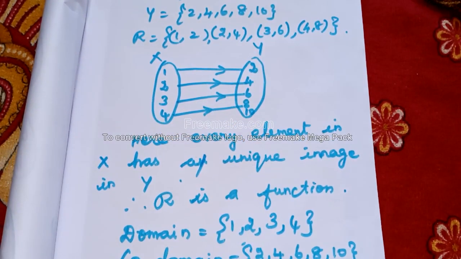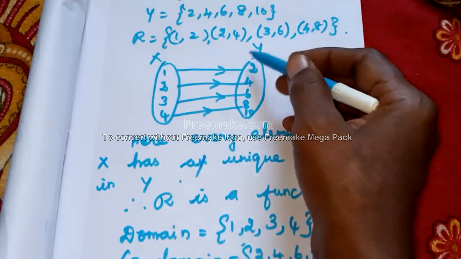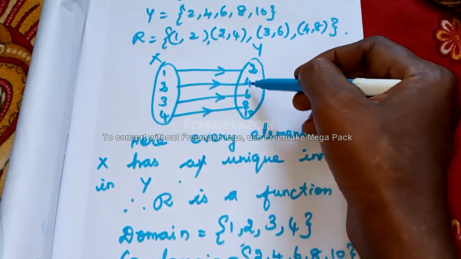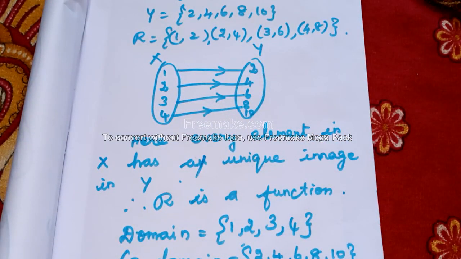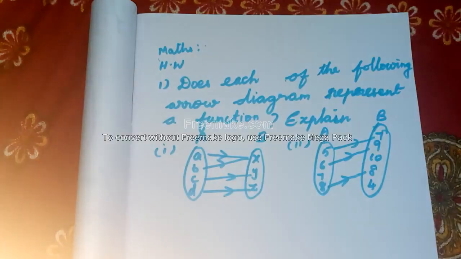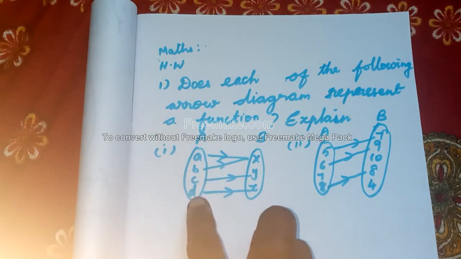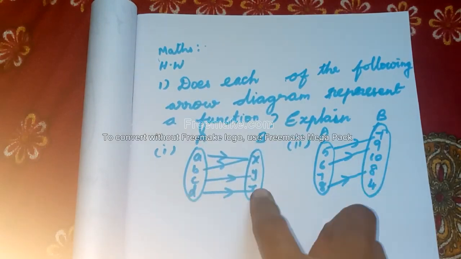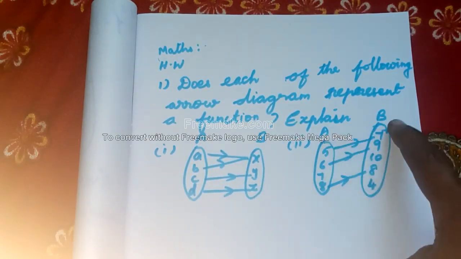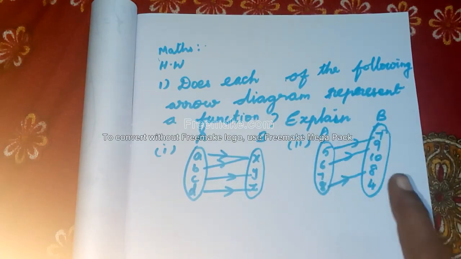Does each of the following arrow diagrams represent a function? Explain. First, A is equal to {A, B, C, D}. B is equal to {X, Y, Z}. (A, X), (B, X), (C, Y), (D, Z) is a relation. Whether it is a function or not, you have to find out.